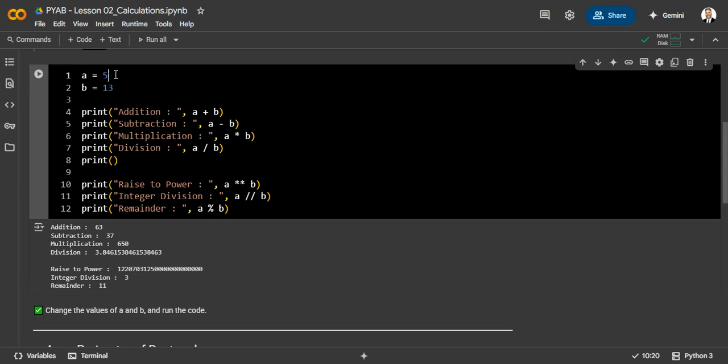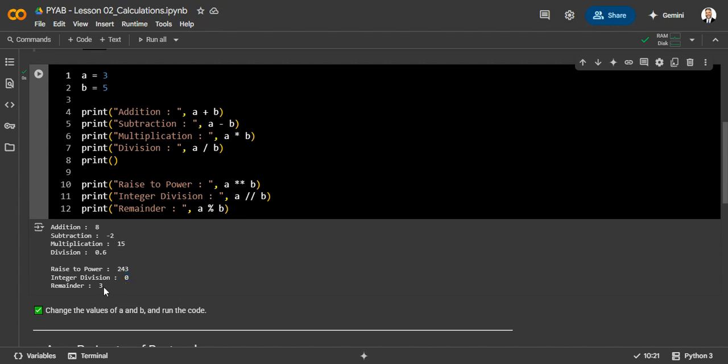For example, if I make it 5 here and also make it 5, look at the integer division and remainder. 5 divided by 5 is 1. When you divide 5 by 5, there is no remainder. Okay, so let's say 3 divided by 5. I can't divide 3 by 5, so the integer division answer is 0.